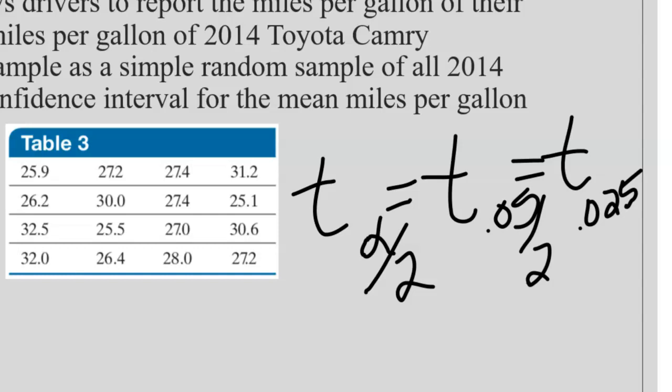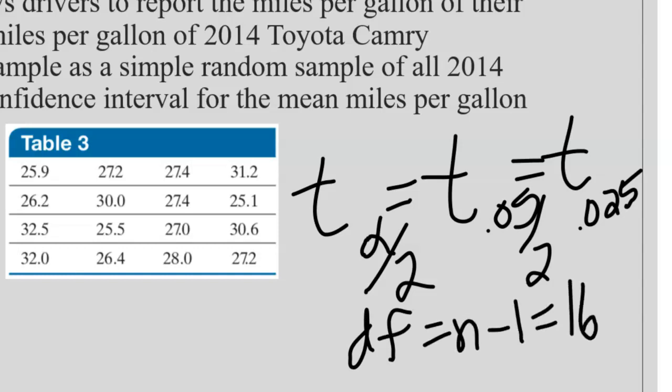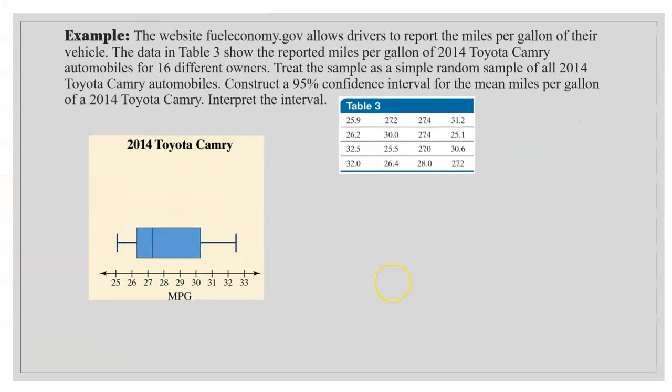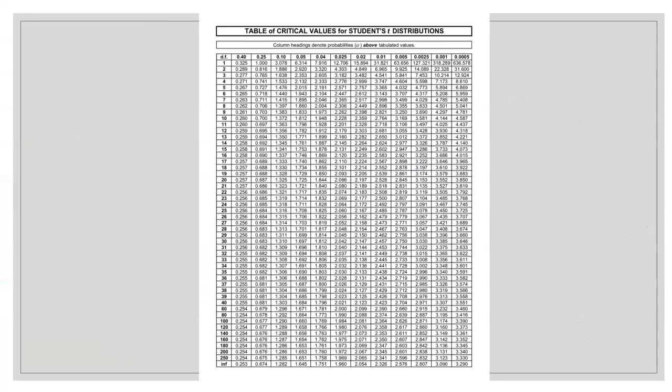And then we also need to know the degrees of freedom. Remember, the degrees of freedom is going to be n minus 1, and our n is 16. So 16 minus 1 is 15. So we want to find t of 0.025 with 15 degrees of freedom, okay? So I'm going to my t-chart and I'm going to look for that. So 0.025 is here, and I want to go down to 15 degrees of freedom. And that value is 2.131.